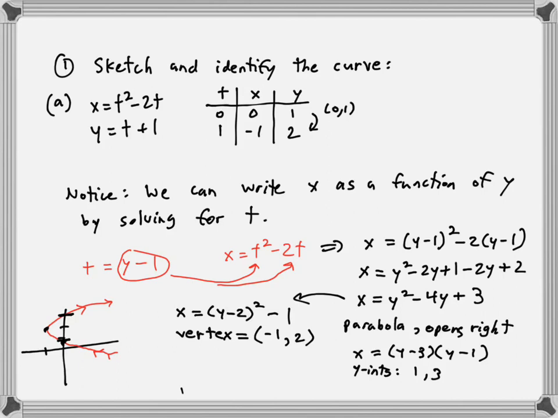So there you go, we identified the curve. Notice that I only used two points to get the direction. I just plugged in t equals 0, and I plugged in t equals 1, and that gave me my 2 points. And I know I was moving from the first point to the second point because I plugged in a bigger t the second time. Okay, now this is part A.